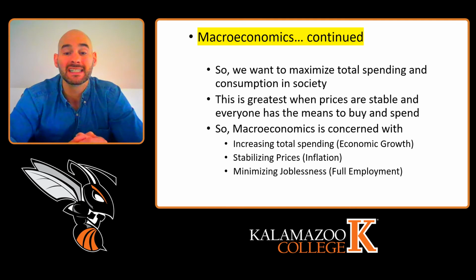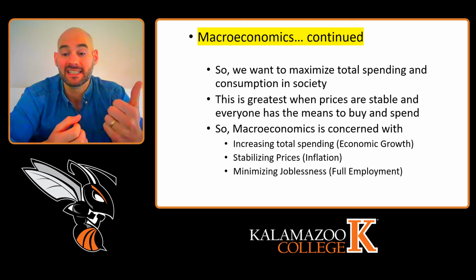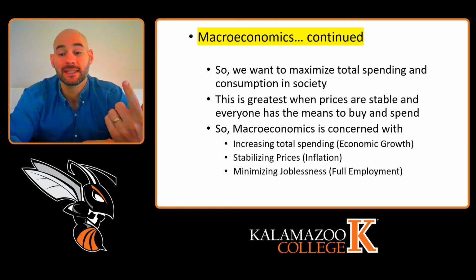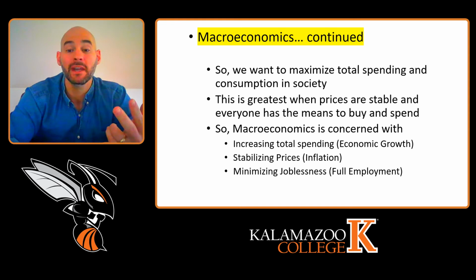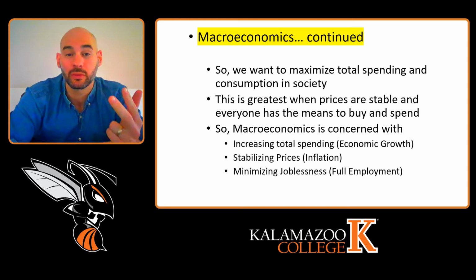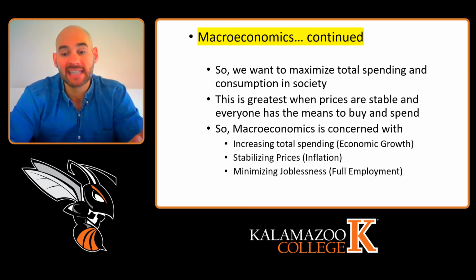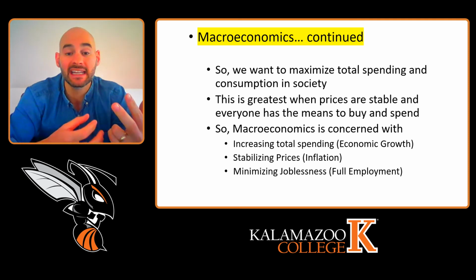And so happiness is going to be maximized when prices are stable and when it's distributed more evenly throughout society, when everyone has the means to buy and spend, and that isn't only in the hands of Jeff Bezos. So macroeconomics is then concerned with maximizing happiness by increasing the total spending power in the economy through economic growth, which we measure with gross domestic product, by stabilizing prices, by managing inflation, and by minimizing joblessness, by working towards full employment, by minimizing unemployment. And so these are going to be our three primary measures of macroeconomic success, of achieving the most happiness for our society while balancing the needs of the individuals in society.